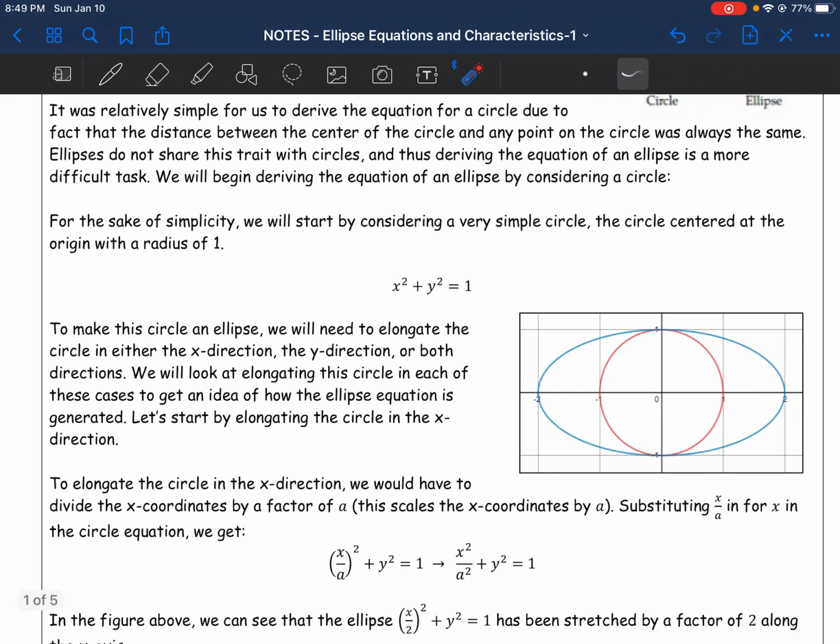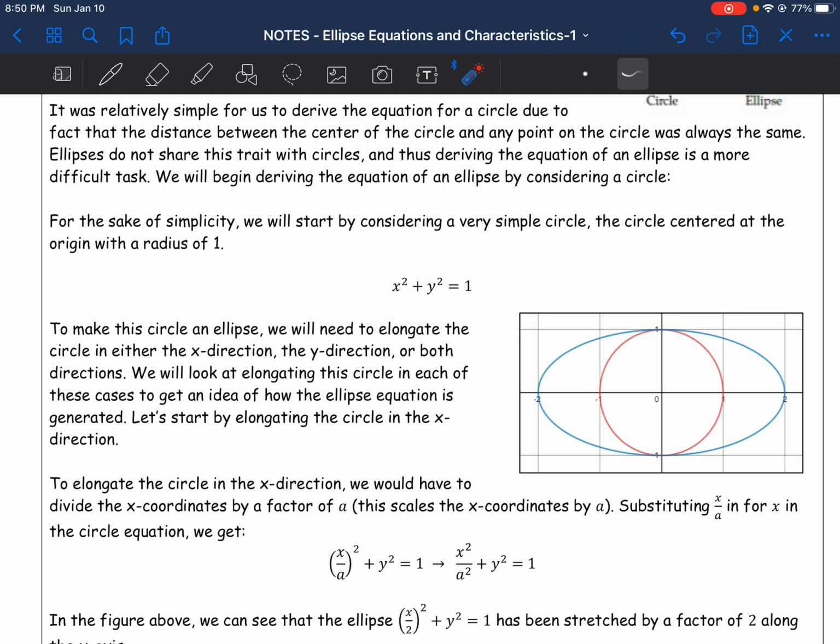So basically, to make this circle an ellipse, we're going to either need to stretch it in the x direction horizontally, stretch it in the y direction vertically, or stretch it in both directions. And we're going to do this by looking at each case, and then we're going to look at what happens when we stretch in both directions. Okay? So first, let's think about stretching the circle horizontally in the x direction.